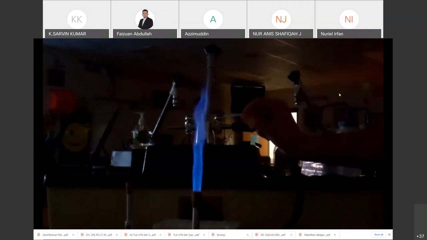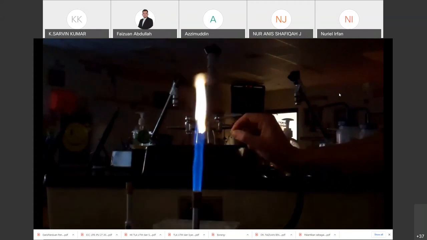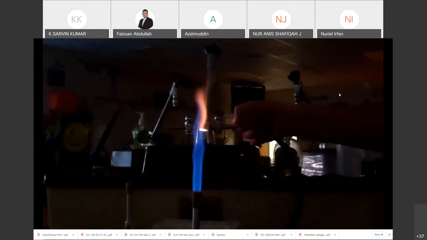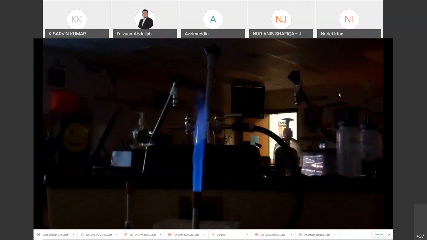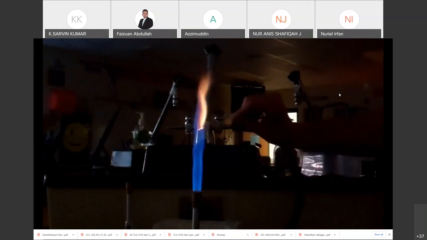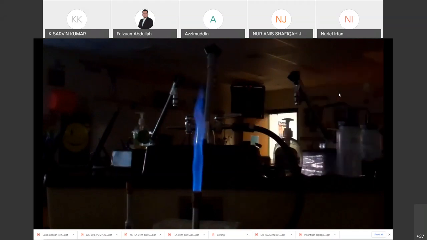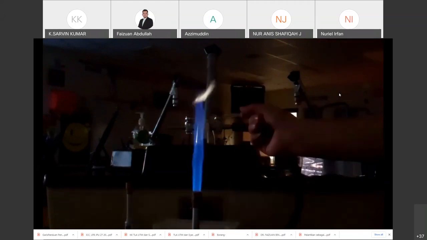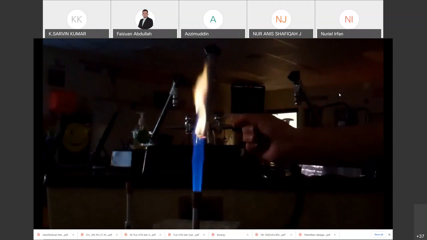This is barium. It used to give off a yellow-green color. Now it's gone. So as soon as you touch your substance into the flame, that's the color that you're observing. The longer you hold it in there, the longer the chance of having it burn off. So it's that initial color that you first witness when you put your substance into the flame. It's what you should be observing. See, it gives a yellow-green color.